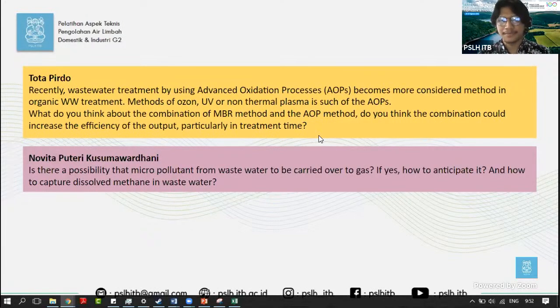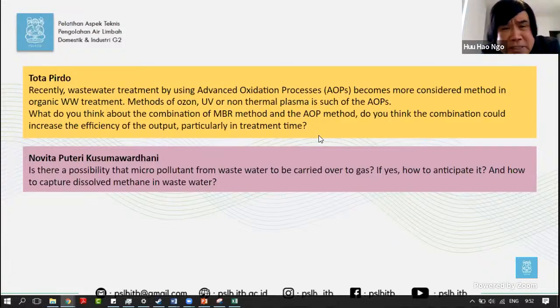Recently, wastewater treatment using advanced oxidation processes (AOP) has become a more considered method for organic wastewater. Ozone, UV, or non-thermal plasma are examples of AOP. What do you think about the combination of the MBR method and AOP? Do you think the combination could increase performance? 100%. Perfect.